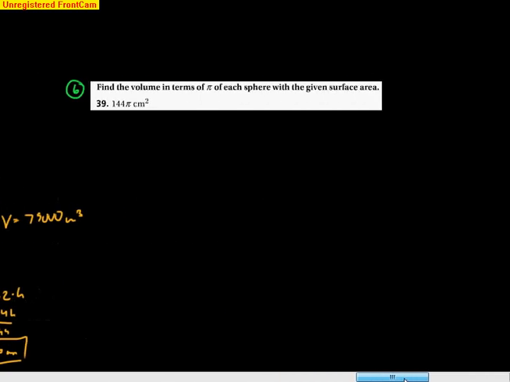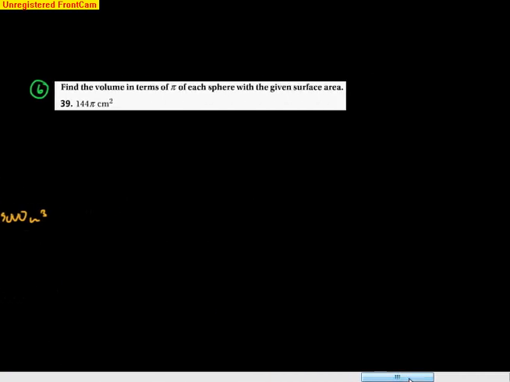All right, and then one more here. Find the volume in terms of pi of each sphere with the given surface area. Okay, so I would like to find the volume. That's 4/3 pi r cubed, but I need the r. All I'm given is the surface area. What I know right now is the surface area. It's 144 pi centimeters squared. But I do know a surface area formula for a sphere. That is going to be 4 pi r squared. So plug 144 pi in for your surface area.